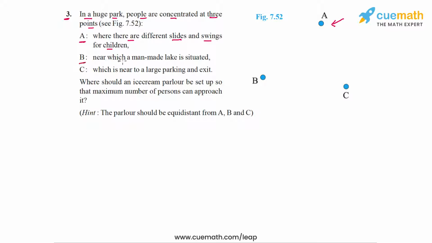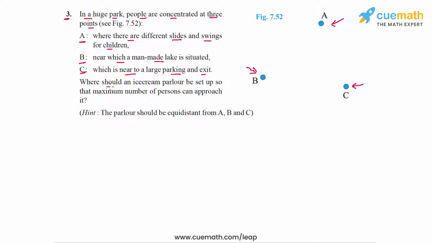Then point B, which is a man-made lake. So this is point B. And point C, which is near a large parking and exit. So this is point C. And we are told that people are concentrated around these 3 points.